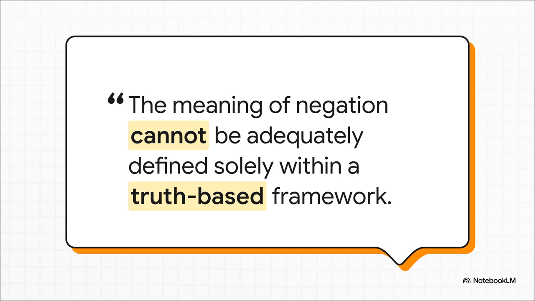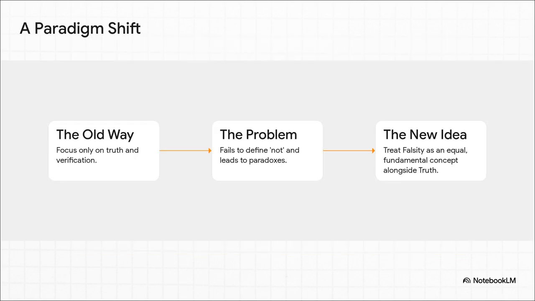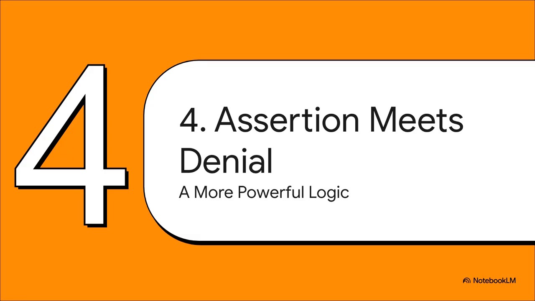You need its opposite. And right here, this is the paradigm shift. The old way, just looking at truth and verification, was fundamentally incomplete. The game-changing idea is this. Stop treating falsity like it's just the absence of truth. Instead, treat it as its own thing, a fundamental concept, an equal partner to truth. There are truth makers, sure, but there are also falsity makers. And here's the cool part. Once you accept falsity as an equal partner, it doesn't just fix that pesky not problem. It actually creates a much richer, much more powerful way of thinking about logic itself.